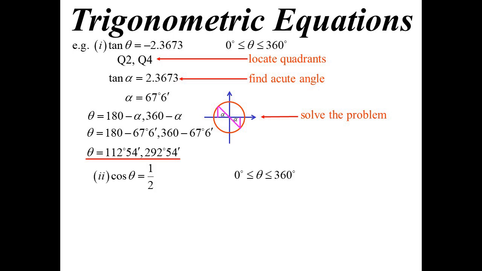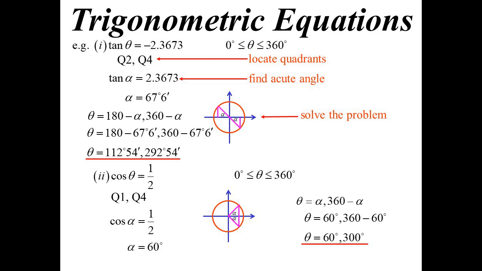Cos theta equals a half. Again, we're going between 0 and 360. First and fourth quadrants, that's where the acute angles will be. So cos alpha is a half, acute angle is 60, so we have our answers.